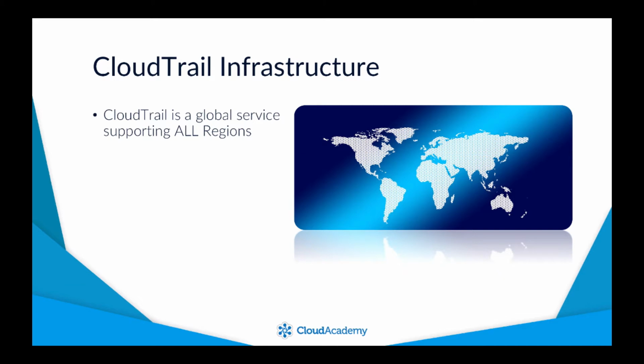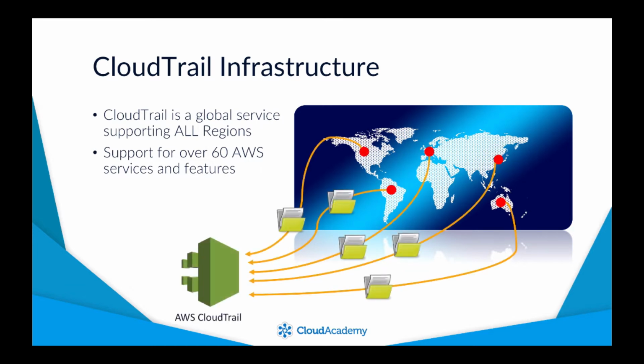In addition to this worldwide coverage, CloudTrail also provides support for over 60 AWS services and features across a wide range of service categories. As you can imagine, with this extensive coverage, CloudTrail can capture a vast amount of data if you have a multi-region, multi-service infrastructure environment deployed. So armed with this information, what can you do with it? How can you use this data to help you manage and support your AWS infrastructure?